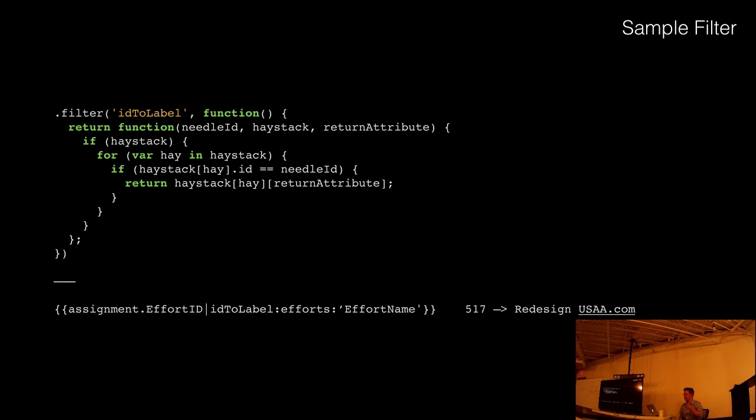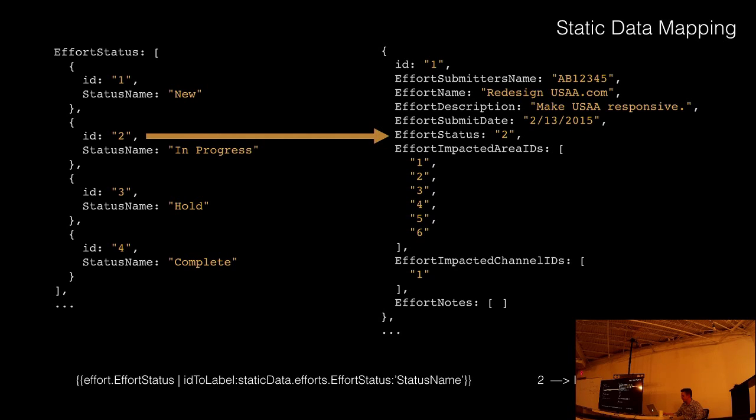instead of saying that this effort is redesignusa.com, I could just pass in the effort ID, and then I have a static data object that I do mapping with and say, okay, here are the efforts, here is the static effort data, and then map it so I can pass in an ID, and then out of that I get redesignusa.com. Did you do the same thing for like the user IDs?